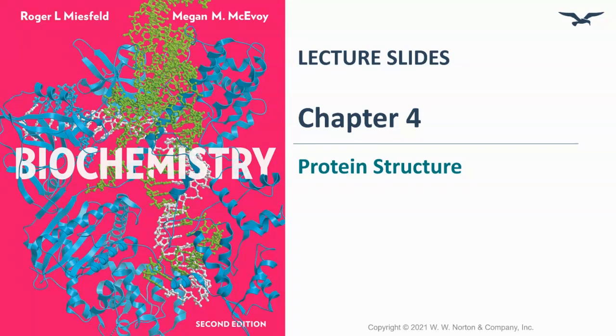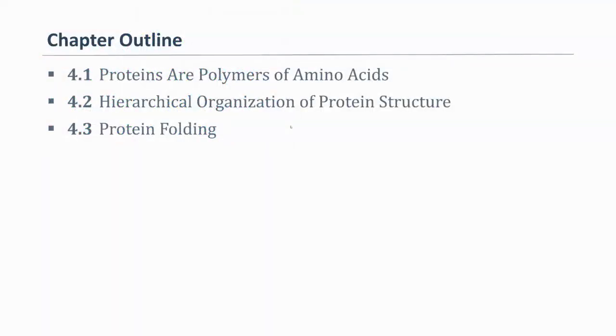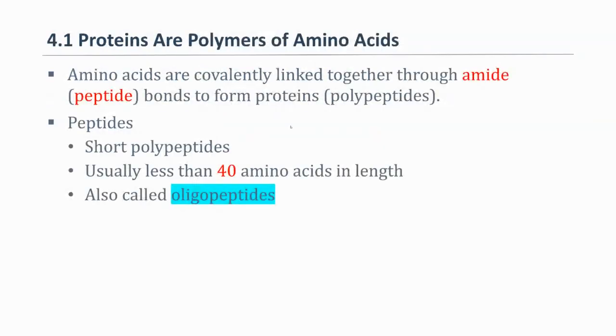Okay, so now let's continue with chapter 4, protein structure. In this chapter, we'll discuss the amino acids and how amino acids form polymers to become proteins, as well as the hierarchical organization of protein structure and protein folding. Basically, proteins are polymers of amino acids, and the amino acids are covalently linked together through the amide bond, which is the peptide bond that I will show you later in the slide.